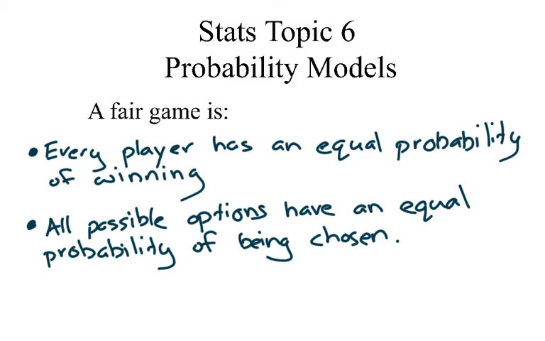All right, so in stats topic 6, we're going to be talking about probability models. And before we go into probability models, we need to talk about what a fair game is. Now, we have to think about fairness in a more formal manner.